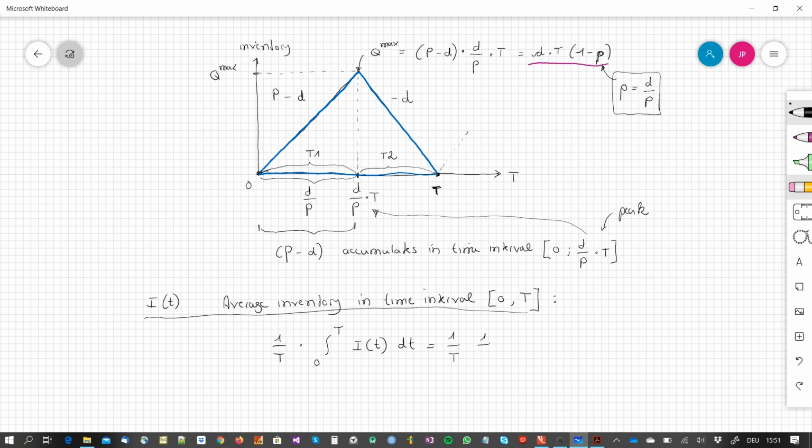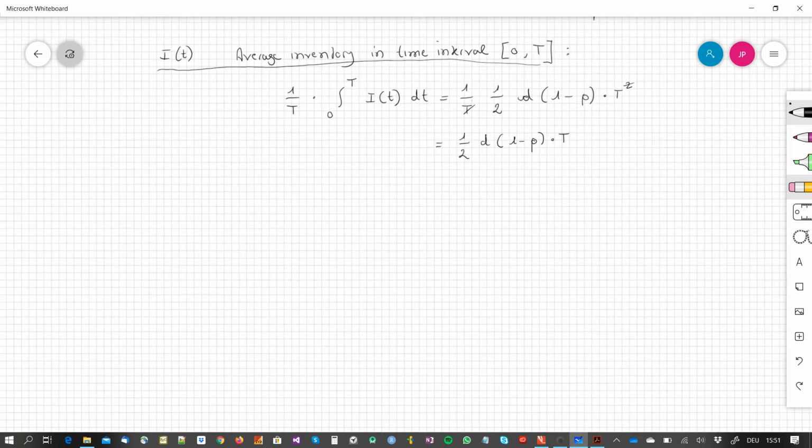So we take the average inventory, and this is then d multiplied by 1 minus rho multiplied by T squared. And now we can cancel one T. And then the formula is given as 1/2 d (1 minus rho) multiplied by T. So this is now the average inventory in our time interval.